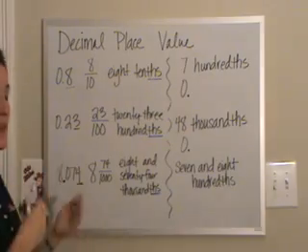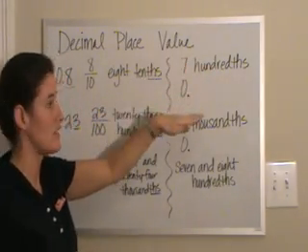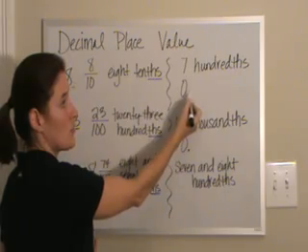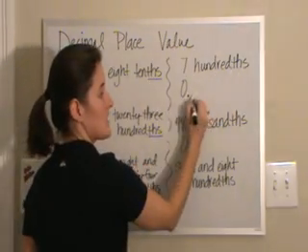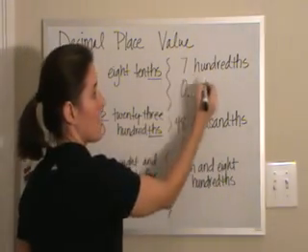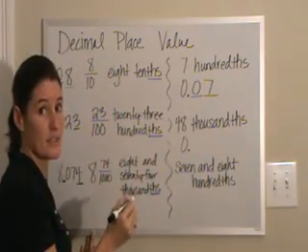Now, if we're working backwards, if we have 7 hundredths and we want to write the decimal, we're going to start with our 0 and then our decimal. The hundredths place is the second place behind the decimal, so I need 2 blanks. The 7 goes in the hundredths place, and I use a 0 to hold the place.